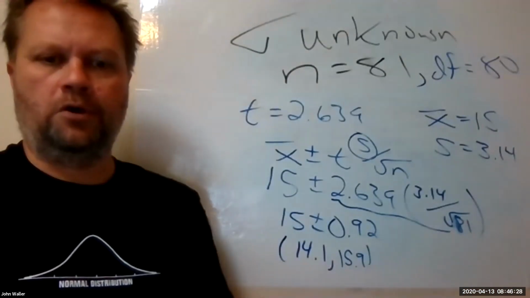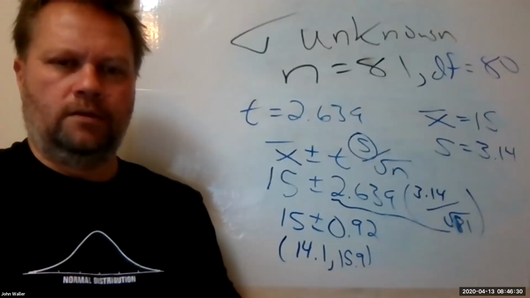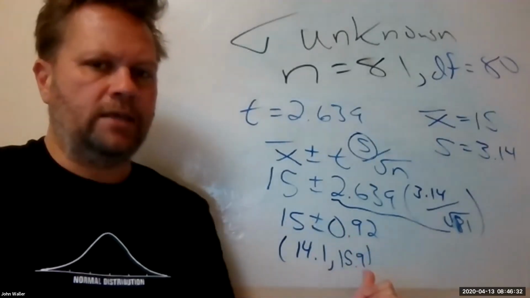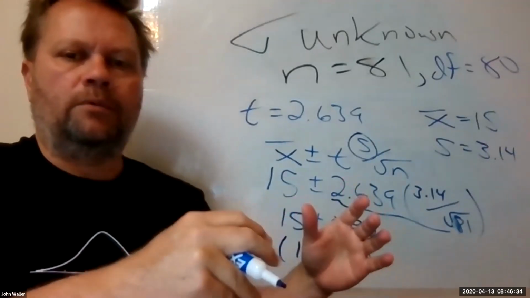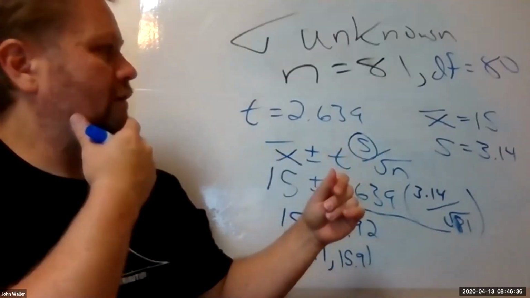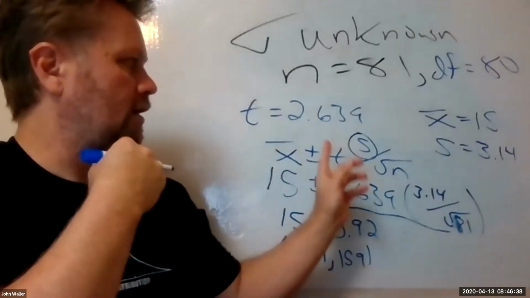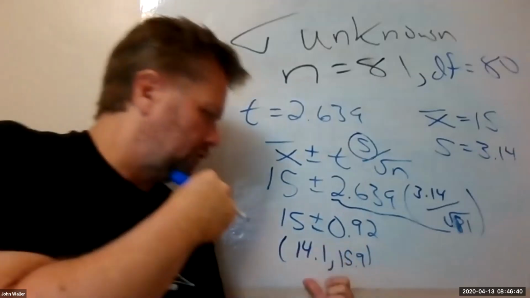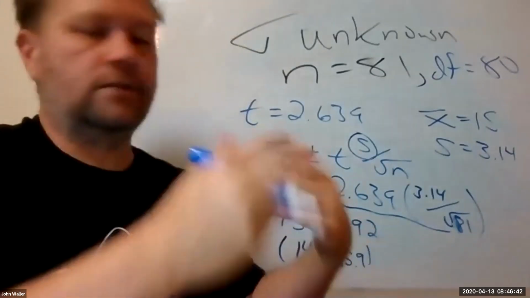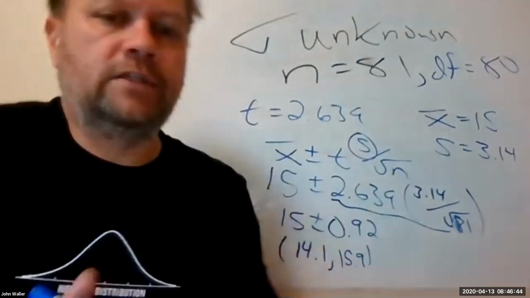All right, I'm going overtime here. And then the statement we would make is, we are, what was this one? I forgot already. We are 99% confident that the interval 14.1 to 15.9 contains the true mean. And I didn't even tell you what these were.